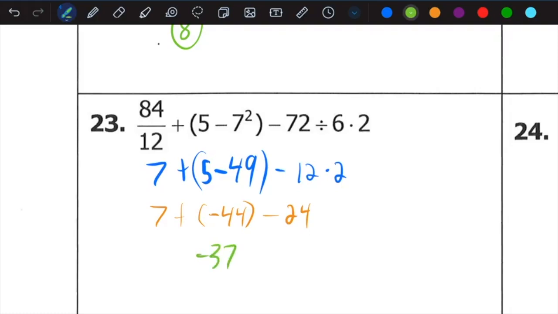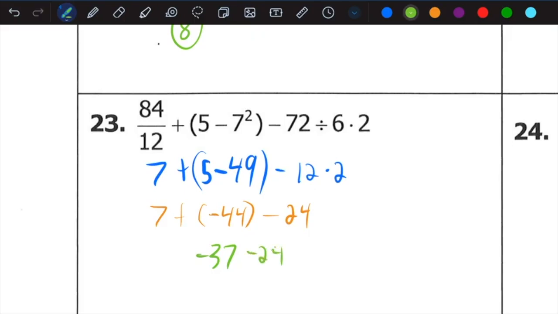I say subtract really because anytime you have opposite signs, one's positive, one's negative, when you're adding, they subtract and you keep the sign of the bigger number. 44 is bigger than 7, and so we keep it negative. Even though negative 44 is bigger than positive 7, we say 44 is bigger than 7 for the purposes of knowing which sign to keep.